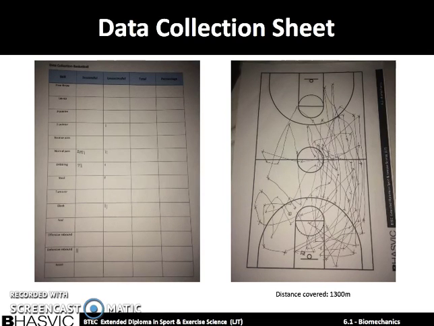I have also tracked the performer's movement by following each movement with my pen on a printed basketball court. This is called a schematic, and it allows you to analyse where the movement was concentrated and the distance they covered. In this case, my performer covered 1,300 metres, which is fairly low compared to the team average of 1,696 metres.